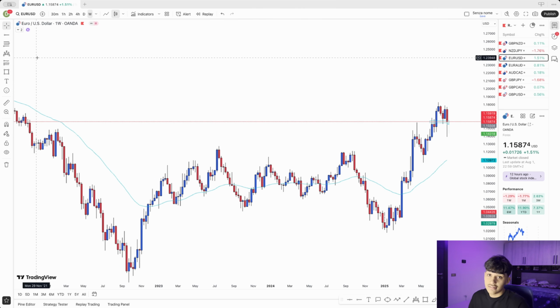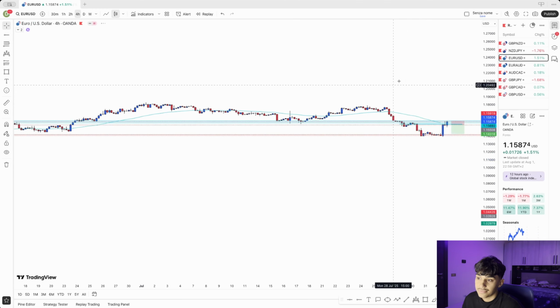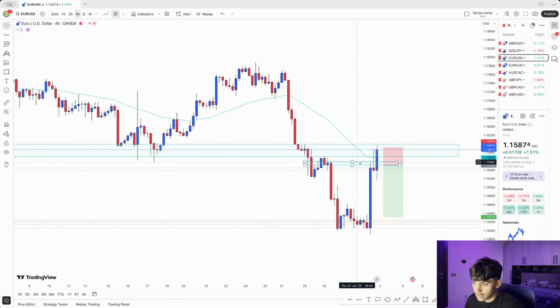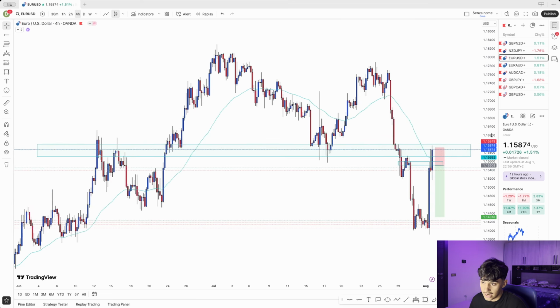How many times did I say week? Count it and comment it down below. So that was my analysis on Euro USD. I will wait for the rejection on the 4 hour from the EMA plus the area of interest to take this trade to the downside.